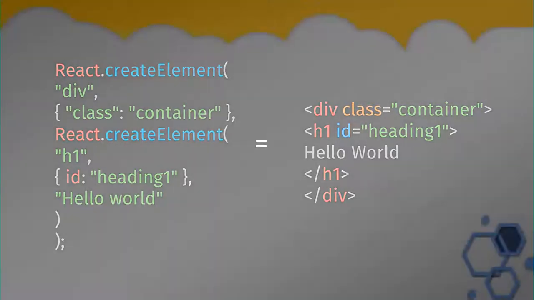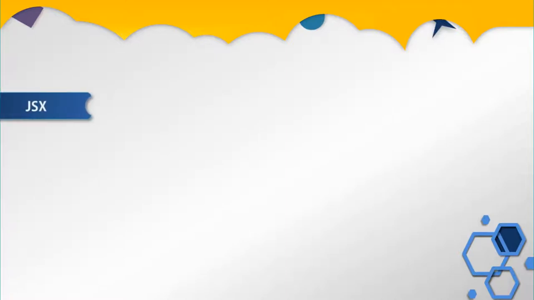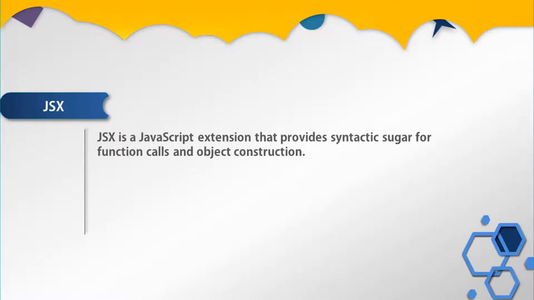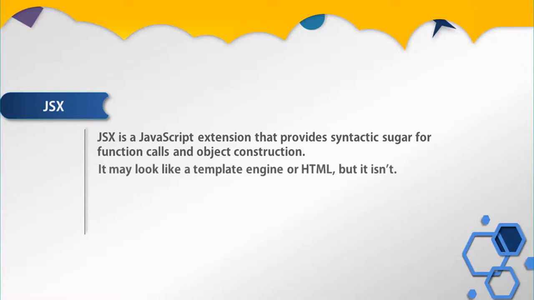So to solve this problem, React introduced JSX. JSX is a JavaScript extension that provides syntactic sugar for function calls and object constructions. It may look like a template engine or HTML, but it isn't. The benefit of using JSX is this.